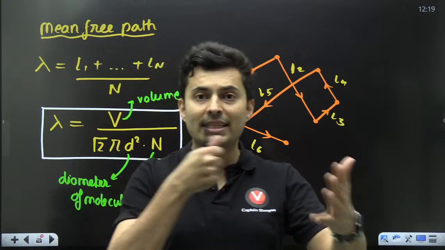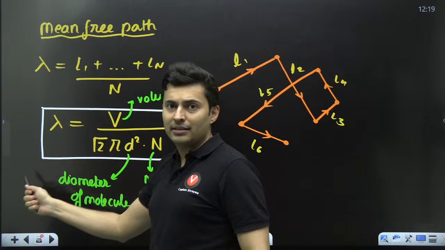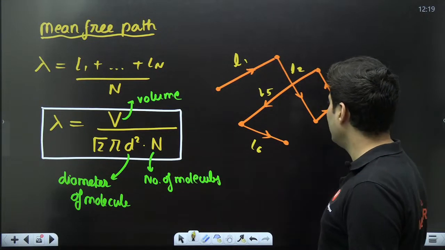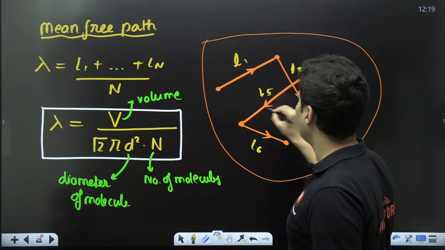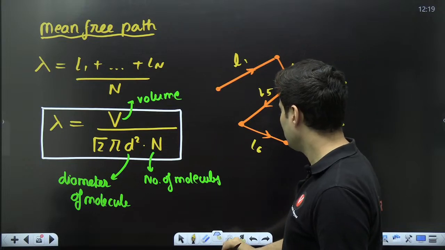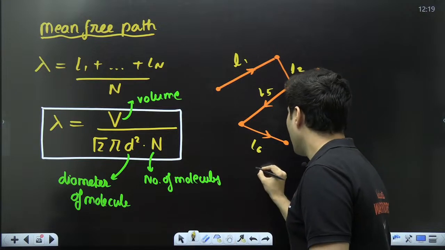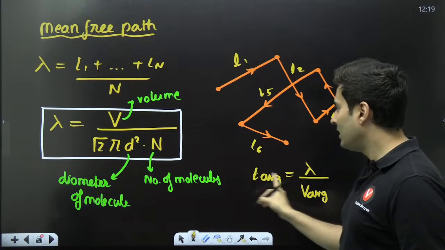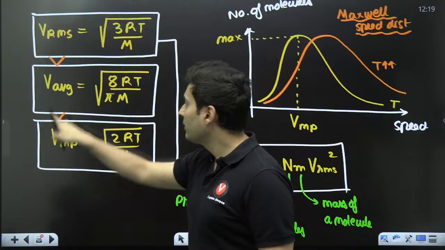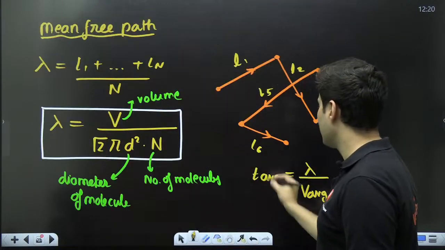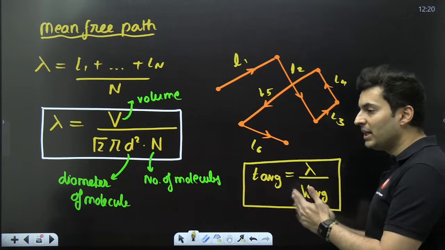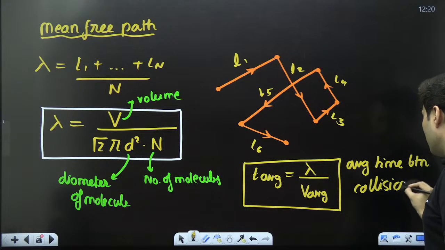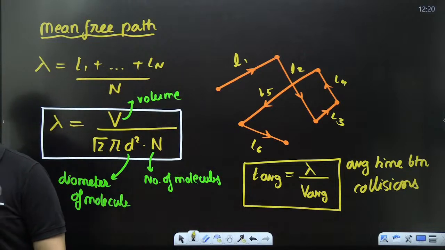Okay. The average distance between successive collisions. From the mean free path and the average speed, you can find the average time between the collisions also. Time is distance by speed, distance is lambda, speed is basically V average. Lambda you can find from here, and the average speed you can use this formula. So this is how you find the average time between the collisions. Keep this in mind. Is that okay? Cool? All right.